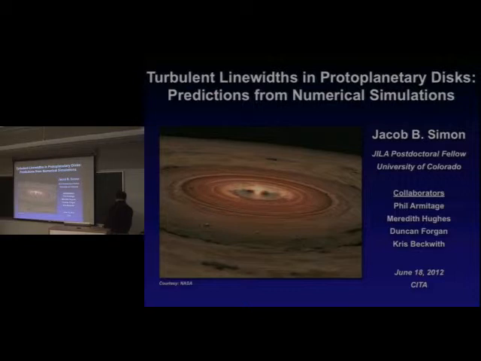He then went to University of Virginia, where he was a graduate student working with John Hawley. He helped to test and develop some of the Athena code. Since then, he's finished that up, and he moved to Colorado, where he is now a Sagan fellow. He works a lot on accretion disks and protoplanetary disks, working with Phil Armitage and Chris Beckwith and collaborators.